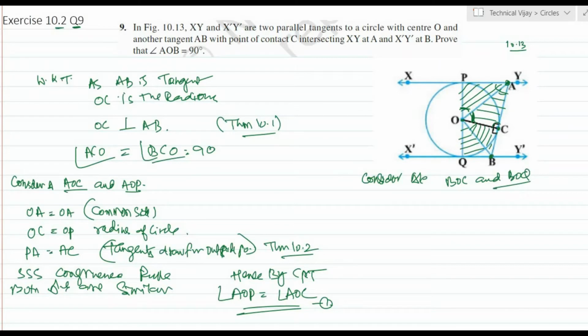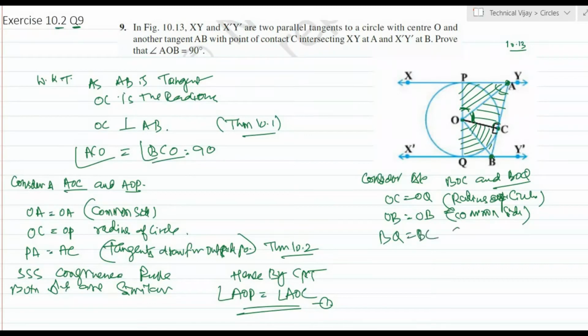Here also the same thing. See here, OC is equal to OQ, as radii of a circle are equal. Now OB is equal to OB, that is common. Here also point B is outside the circle, and tangents BQ and BC have been drawn. So BQ is equal to BC. These are tangents drawn from an external point, which are equal. This is Theorem 10.2.